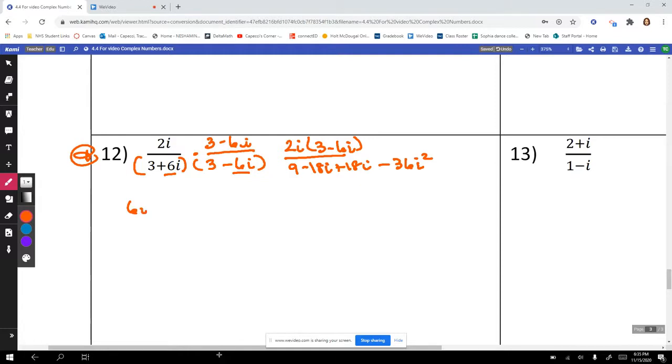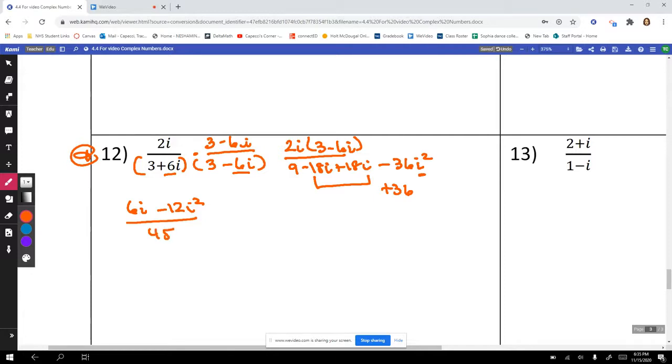So then it gives me 6i minus 12i squared all over. Now this negative 18i and positive 18i, that's going to zero out. Remember, i squared right here is equal to negative 1. That's going to give me plus 36. So 9 plus 36 gives me 45.